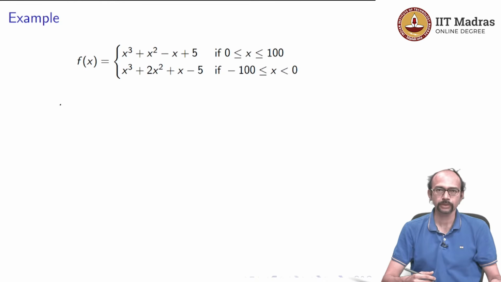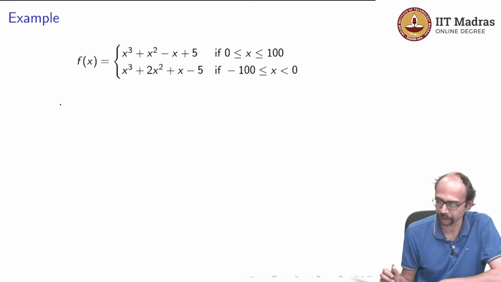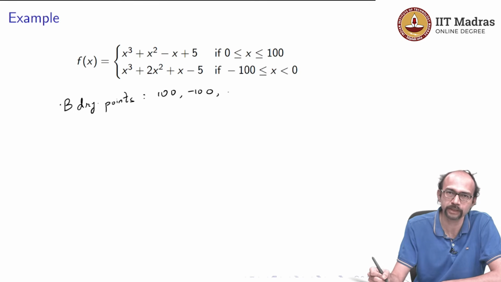In this example, f of x is x cube plus x square minus x plus 5 between 0 and 100, and it is x cube plus 2x squared plus x minus 5 between minus 100 and 0, and we want to find, let us say, the global maximum or the global minimum. So, let us see how to do this. First of all, we ask what are the boundary points. Here the boundary points are 100 and minus 100, and we have to also include 0 as a boundary point, because that is where the definition of the function changes.